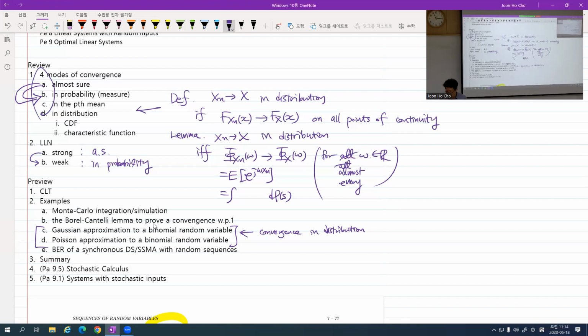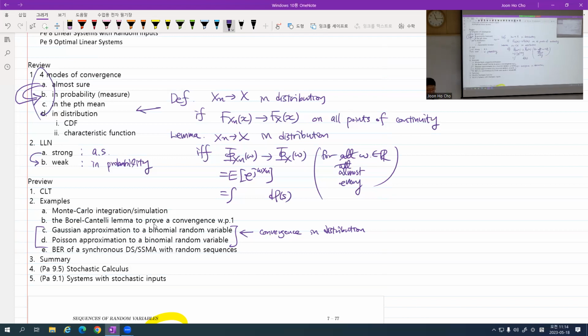And the last one is a communication example: the bit error rate of a synchronous CDMA with random sequences. And here actually we will use the central limit theorem. So we are going to use the Gaussian approximation to a binomial random variable. And we will briefly summarize the four modes of convergence in a single shot.